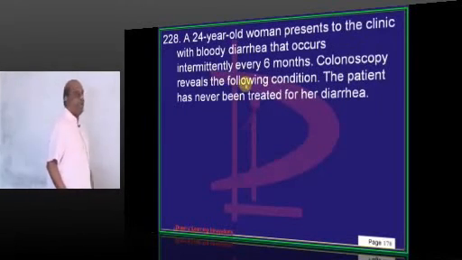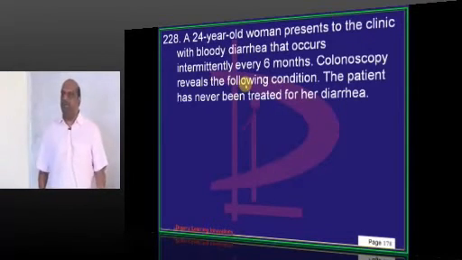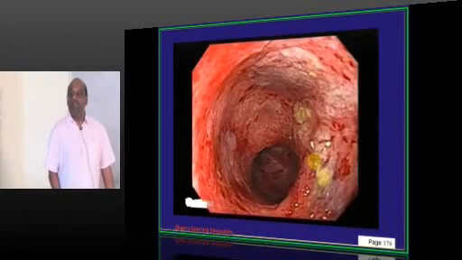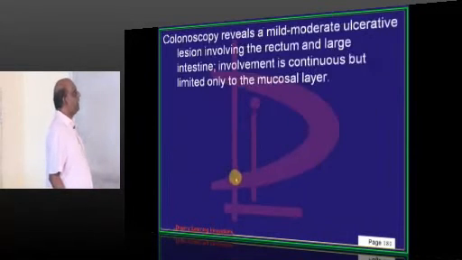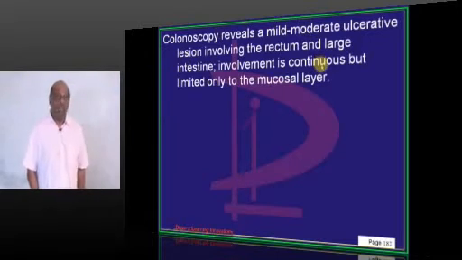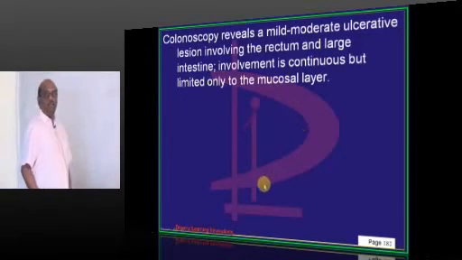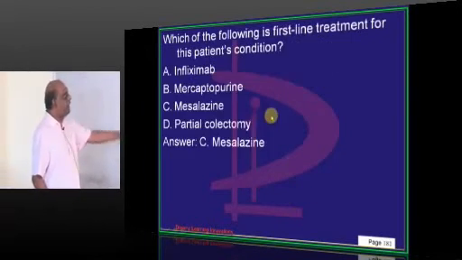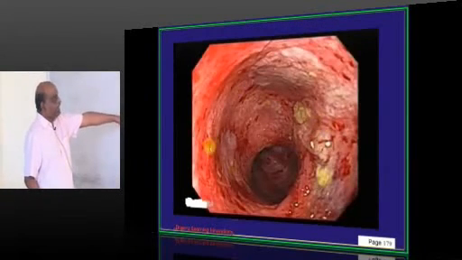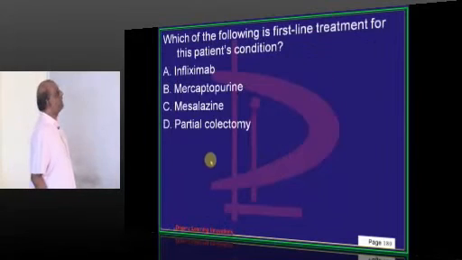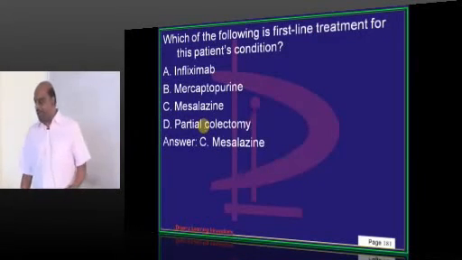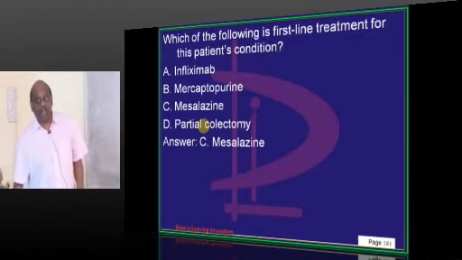A 24-year-old with bloody diarrhea happening intermittently every 6 hours. Colonoscopy has been done. And what do you see on colonoscopy, doctor? Colonoscopy is showing ulcerative colitis from the rectum and large intestine, and the involvement is continuous but only limited to the mucosal layer. So how do you manage an active ulcerative colitis? What is your starting drug? You need to use mesalazine in order to manage this case of ulcerative colitis.